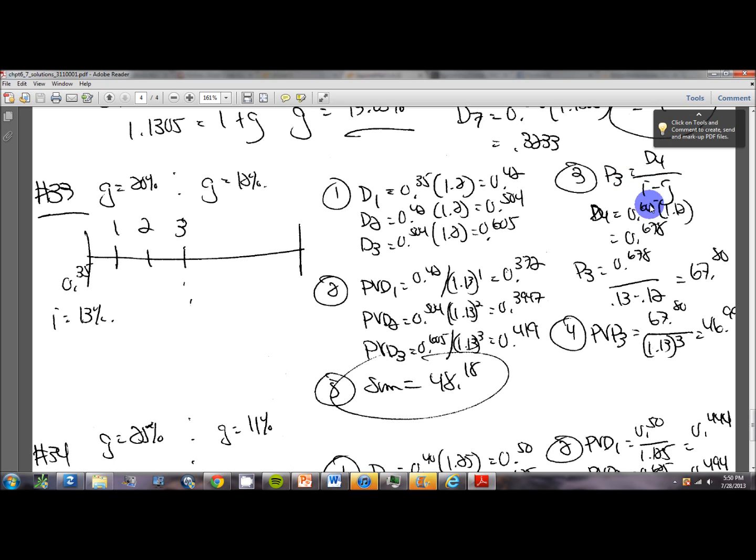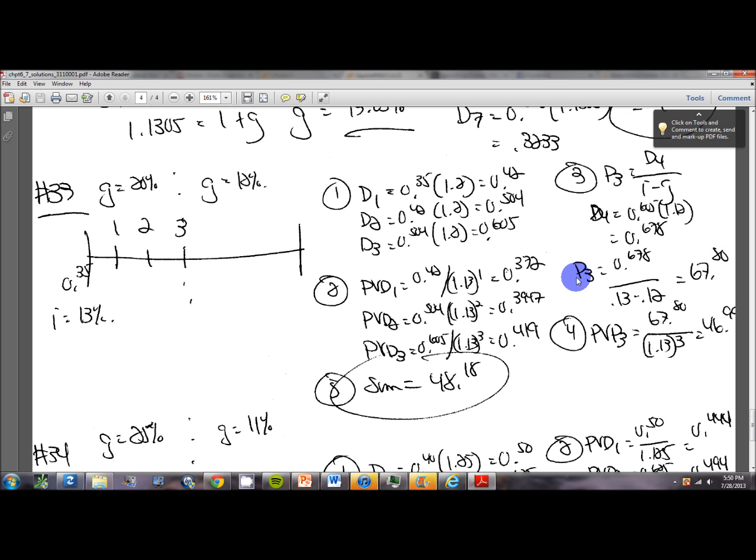First find your D4, which is going to be your D3, which is 0.605, which was right here, times 1 plus G, and your new G, of course, is 12%. So times 1.12, that gives you 0.678, just under 68 cents. Then you take that 0.678 and divide it by R minus G, that is 0.13 minus 0.12, so you get $67.80 as the expected stock price in period 3.